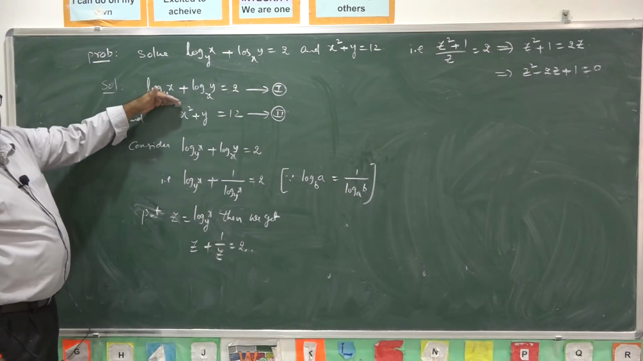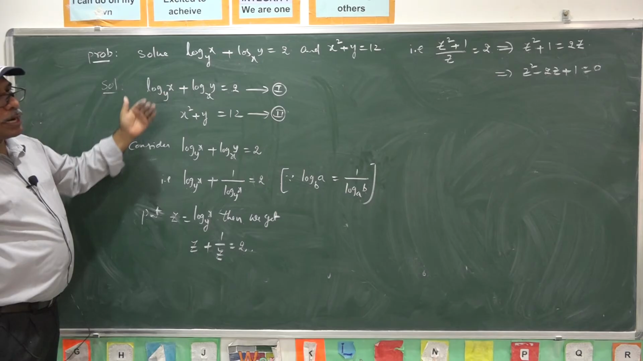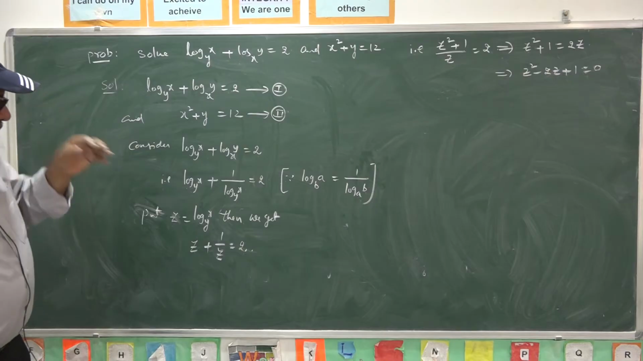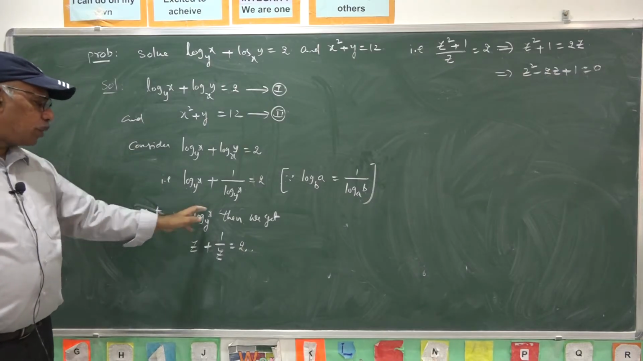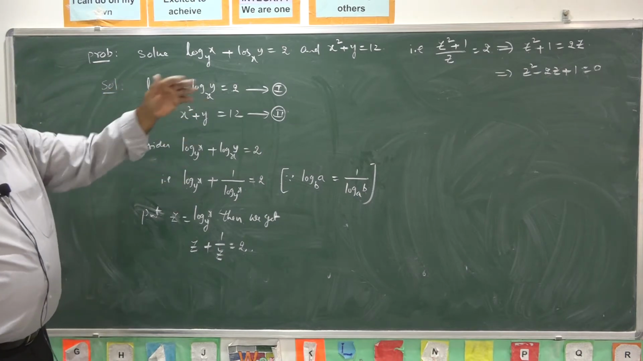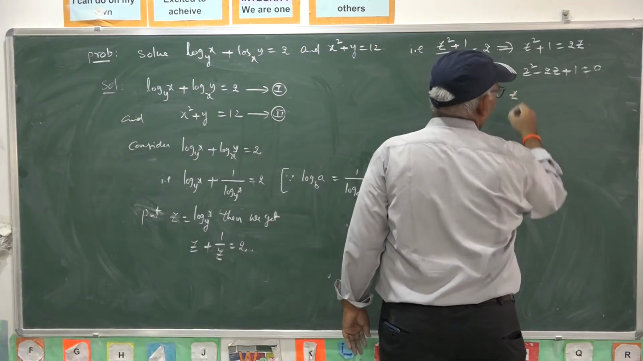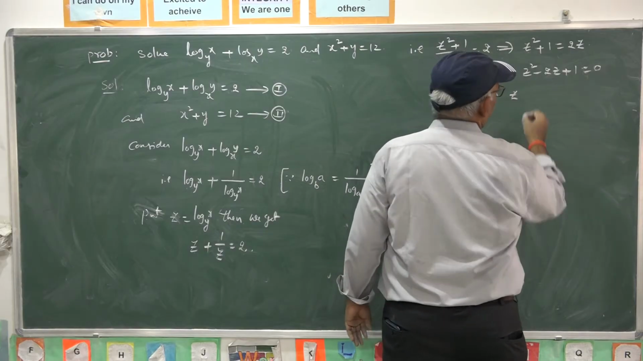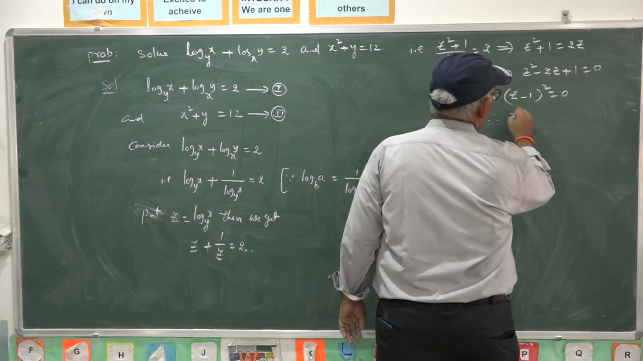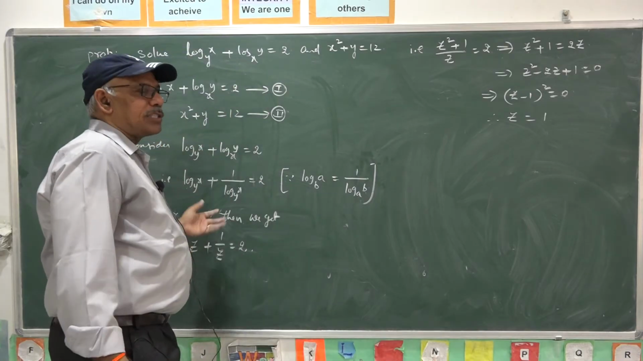Based on the first equation, though it is in logarithmic form, I am able to reduce that equation to a quadratic form by a suitable transformation, by taking z equal to log x to the base y. From this quadratic form you can find the z value. It gives us z minus 1 whole square equal to 0. So, z takes the value 1. Once z equal to 1, log x to the base y is 1.